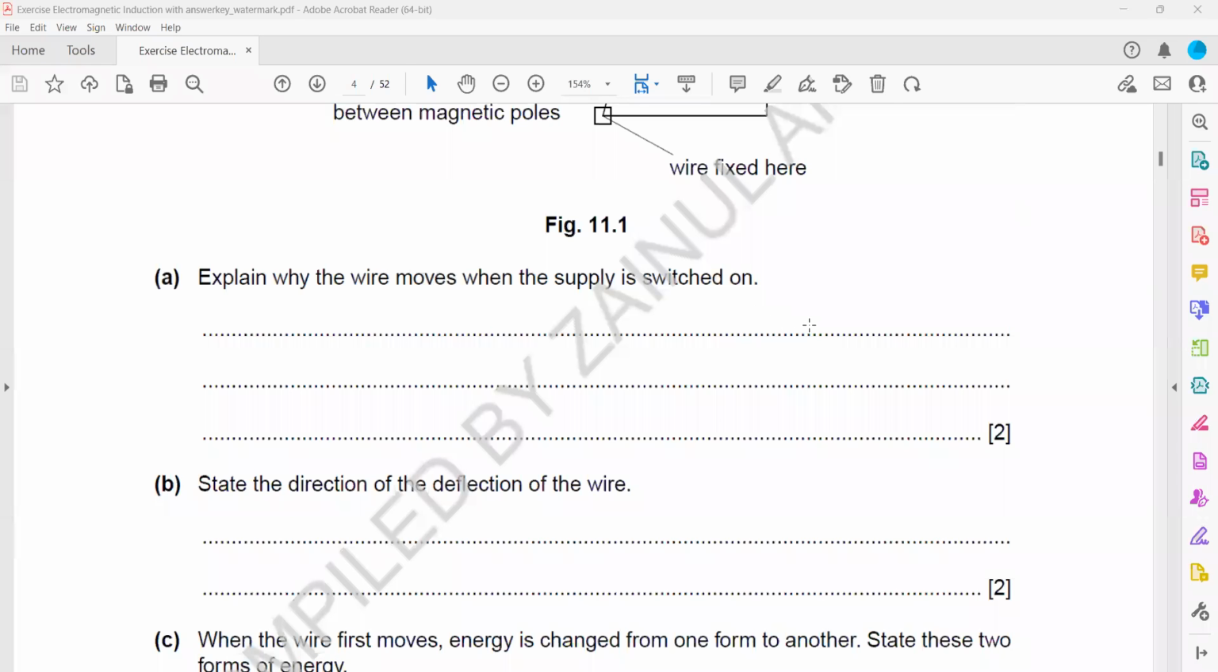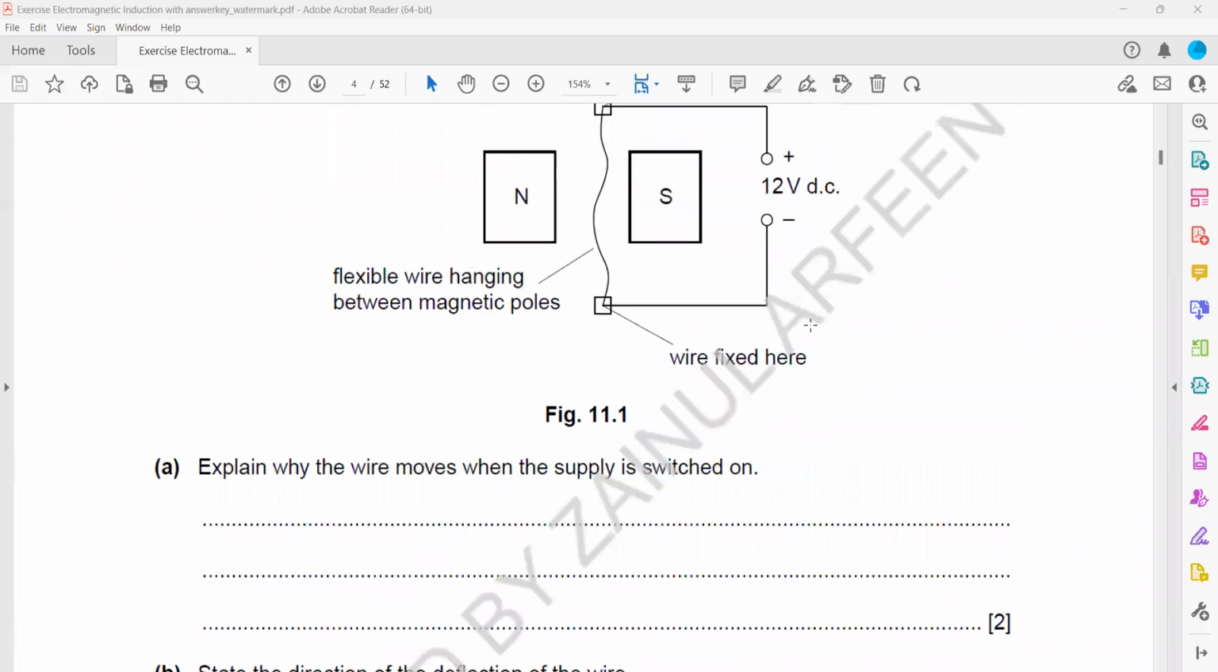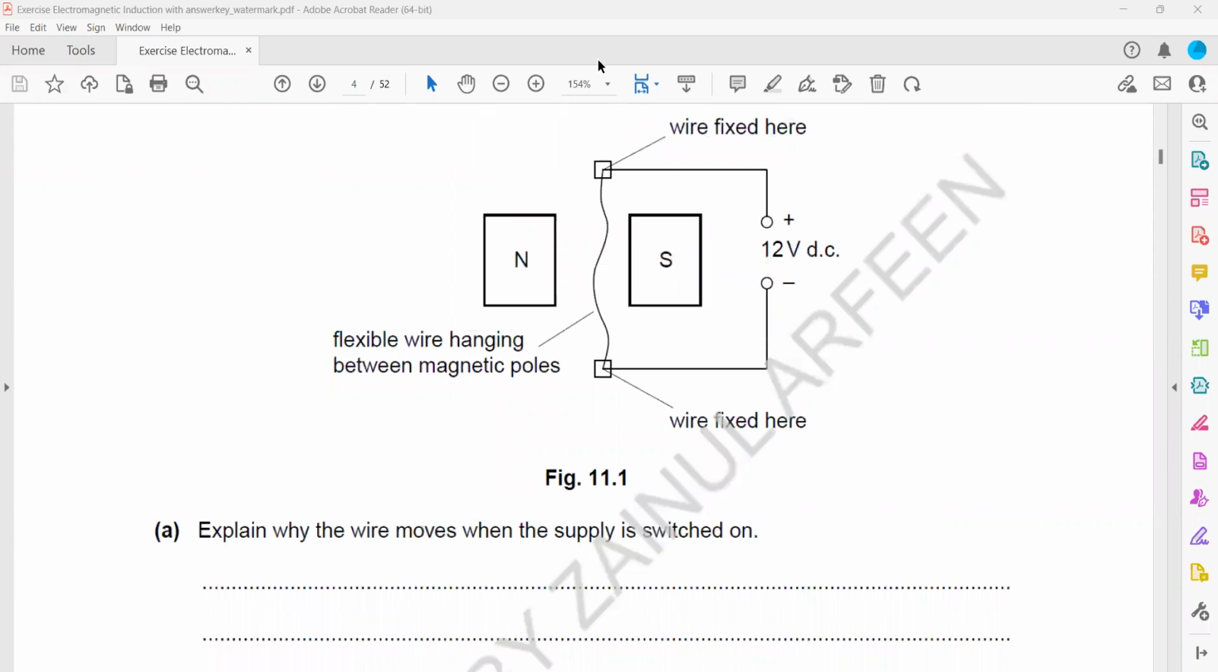The next part, state the direction of a deflection. It's of 2 marks. So how do you work out a direction of a deflection? Which rule will you use, left or right? Left. Because whenever you need a force on a wire, you will use Fleming's left-hand rule. And according to Fleming's left-hand rule, your first finger or your index finger should point in the direction of a magnetic field.